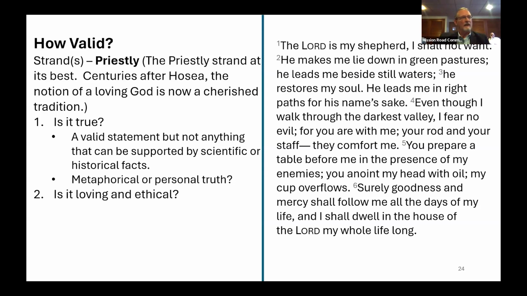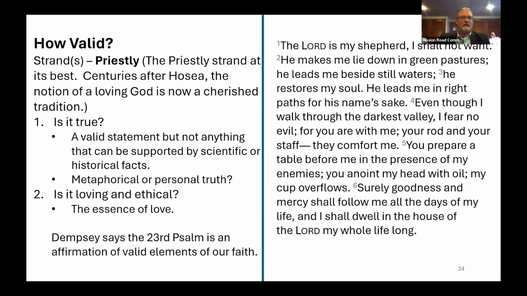The only part that is not is preparing a table in the presence of your enemies. Exactly. And the ancient Israelites kind of had that attitude that even in the more loving scriptures, there was always, you know, we're still the chosen people. We're better than everybody else, and they get the scraps and we get the good stuff. So that's very astute there, Jonathan. You get 20 points for that today. 20 points for Gryffindor.